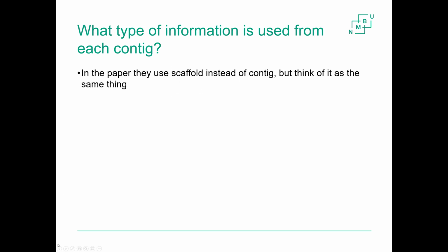Scaffolds instead of contigs. We usually call them contigs, but think of it as the same thing. A scaffold is slightly bigger than a contig; you glue the contigs together into a scaffold. But usually we don't care about this difference, and very often if you compare scaffolds and contigs, you will see they are quite the same. So whether I say contigs or scaffolds, it means the same thing: genomic sequences that we have assembled.